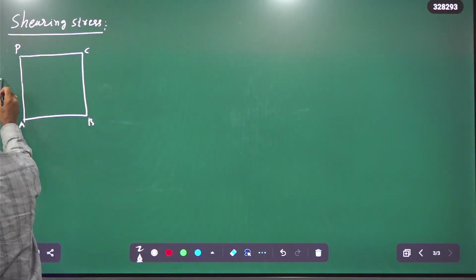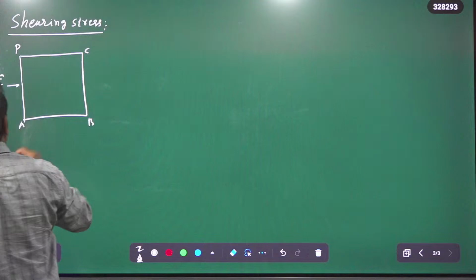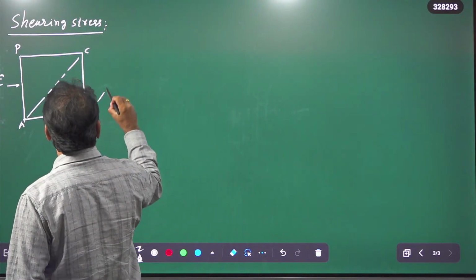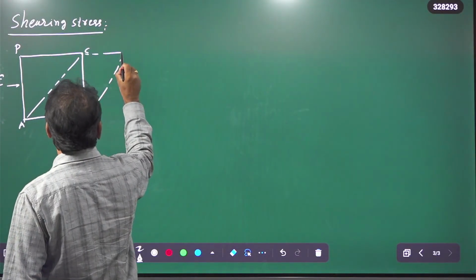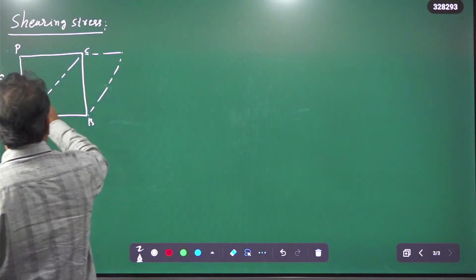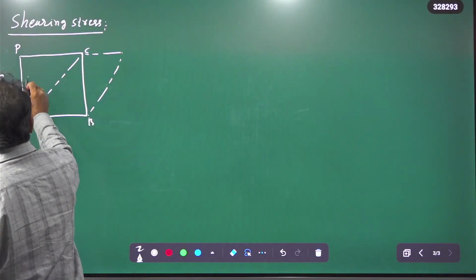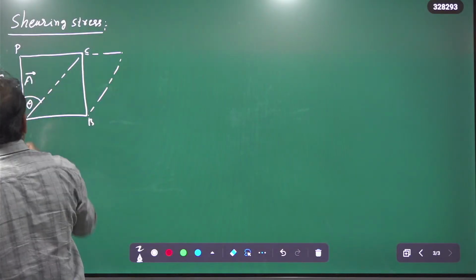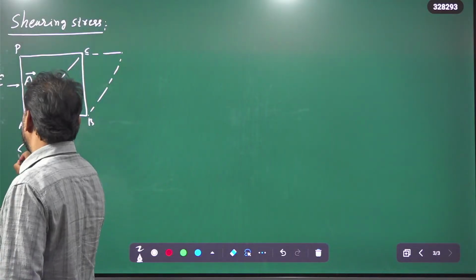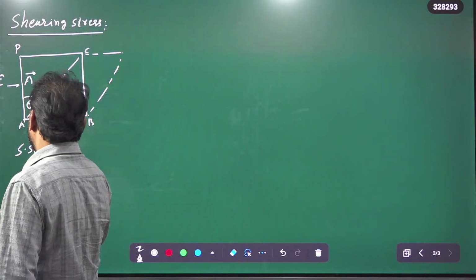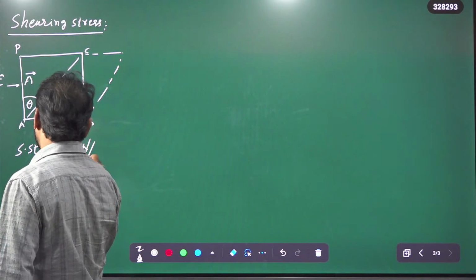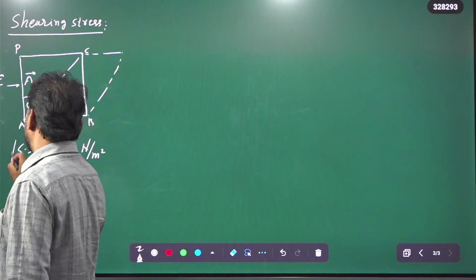When I have applied some amount of force on this like this, what happens? The shape changes like this, making some angle theta. But it is also acting on the same unit area only, this area of the cross section. This is called the shearing stress. That is, shearing stress would be equal to F upon A. It also has the same units and dimensions of the stress.